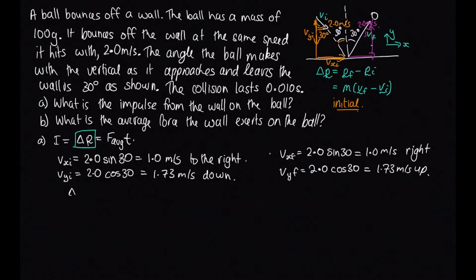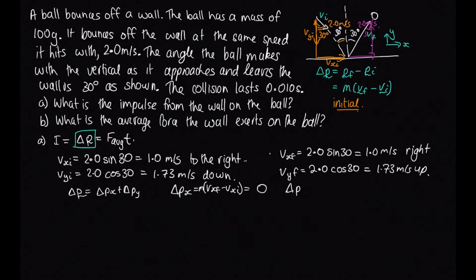So delta P is equal to delta Px plus delta Py. And so delta Px, you can see in the x direction it's not changed. So delta Px is equal to Vx final minus Vx initial, and then we need to multiply by the mass. But Vx final minus Vx initial, that's just 0. So the change in momentum is 0.